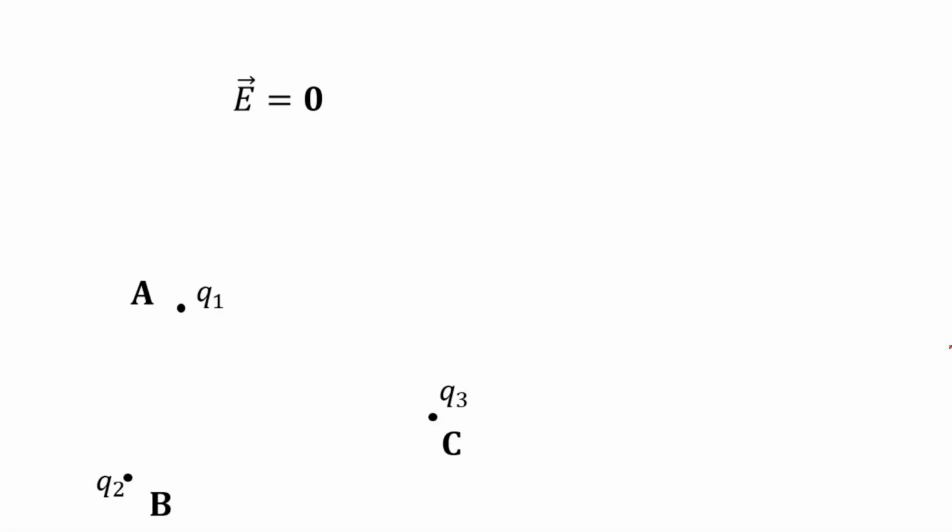Consider that a number of charges Q1, Q2, Q3 and so on are present in a given region. Other than these charges mentioned, there is no other source of electric field. Here, each of the charges is occupying a definite position.